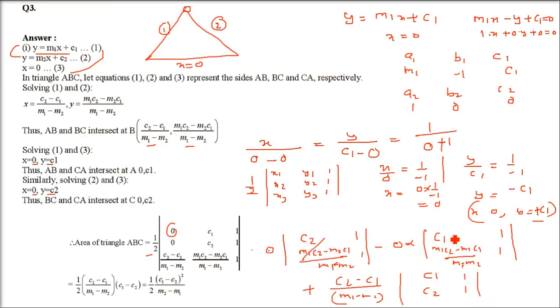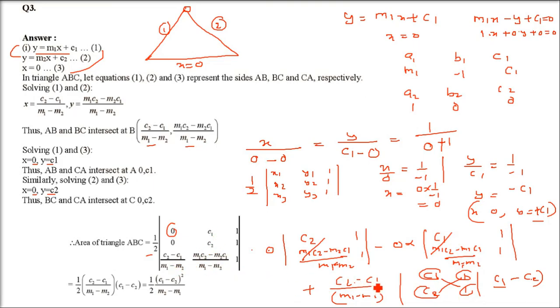So let us take one by one. 0 and 0, you can remove it. Now here we have to multiply like this: c1 into 1 minus c2 into 1. So this is how the result will be. c1 into 1 is c1, c2 into 1 is c2, so c1 minus c2 will come. Now this is c2 minus c1, or c1 minus c2. So either you can change c2 minus c1 to c1 minus c2 by taking negative outside.